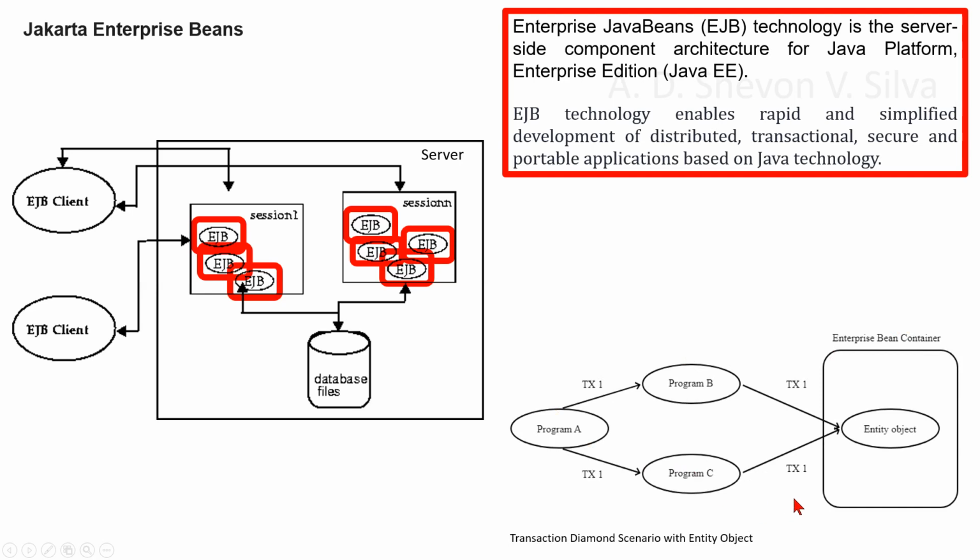Now we are considering the transaction diamond scenario with an entity object. An entity object may be accessed by multiple clients in the same transaction. For example, program A may start a transaction, call program B and program C in the transaction context, and then commit the transaction. If programs B and C access the same entity object, the topology of the transaction creates the diamond.